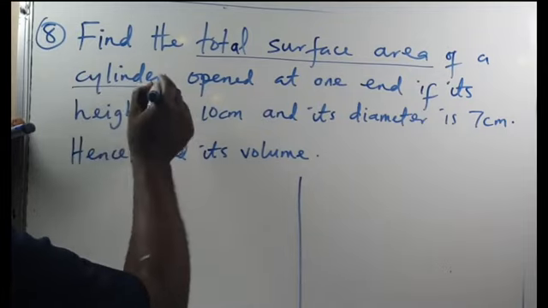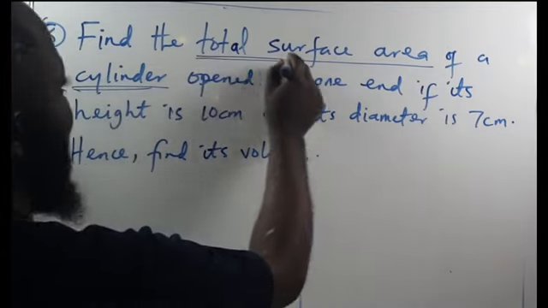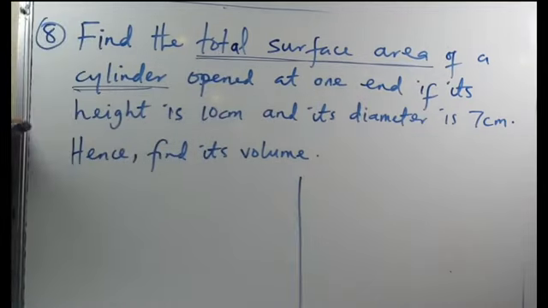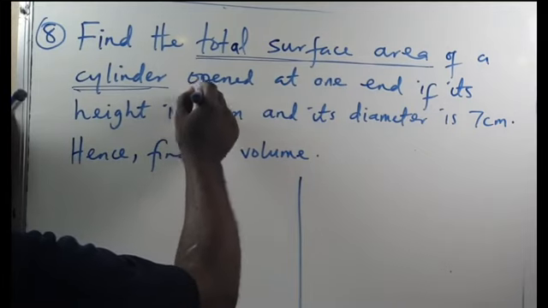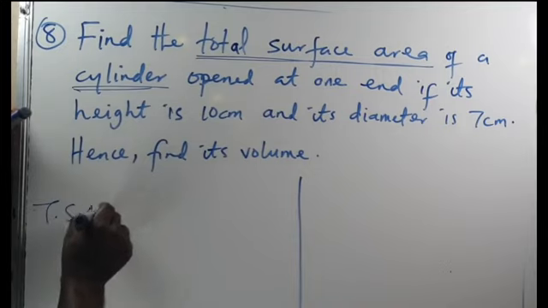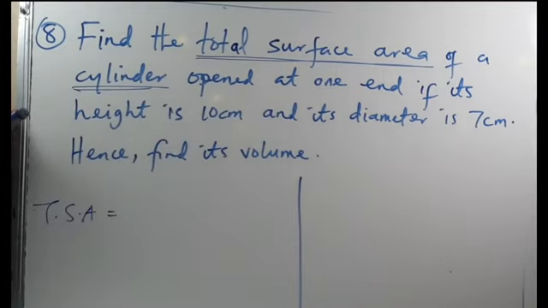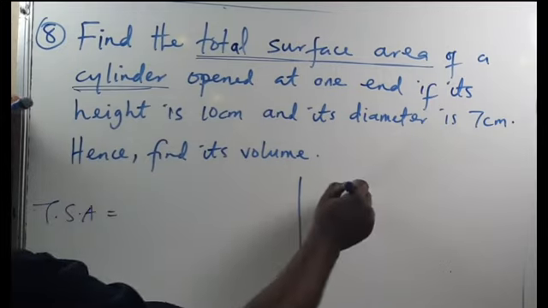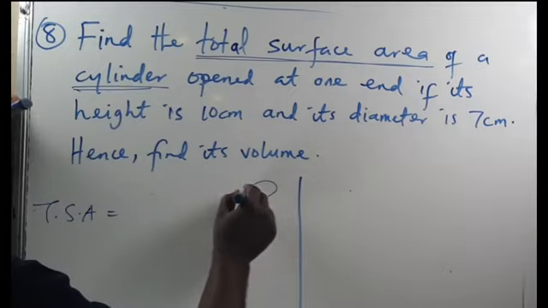A cylinder. So the first thing that will come to your mind is, what is the total surface area of a cylinder, but opened at one end? So total surface area of a cylinder opened at one end. You know, a cylinder is this. This is a cylinder.